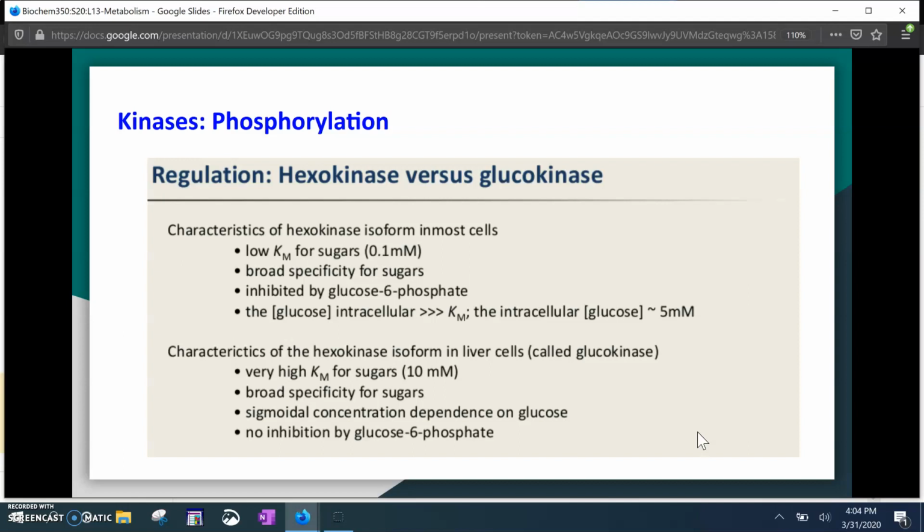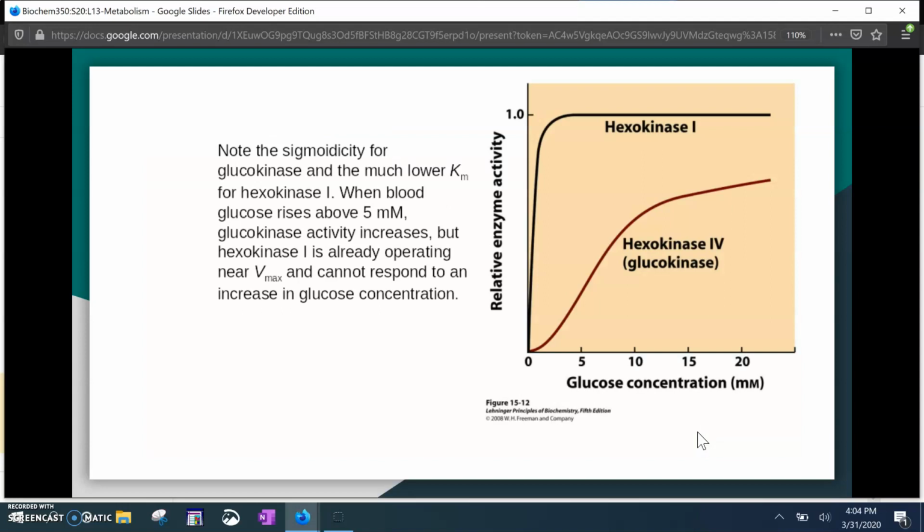where hexokinase has a low Km for sugars and a broad specificity for a lot of different sugars, and it can be inhibited by glucose 6-phosphate. On the other hand, glucokinase is also involved in transferring a phosphate group to a glucose, but it has a very high Km for certain sugars and a very broad specificity for sugars as well, but it is not inhibited by glucose 6-phosphate. And in fact, this was found more predominantly in liver cells. So it elicits a different kind of response because it doesn't have the same Km.